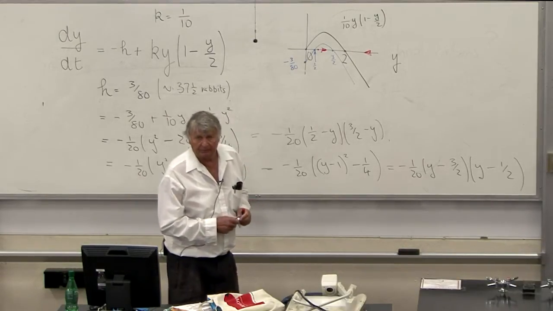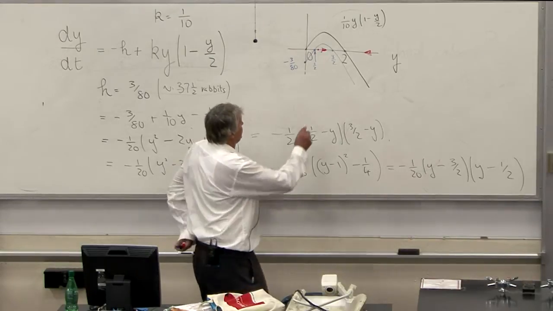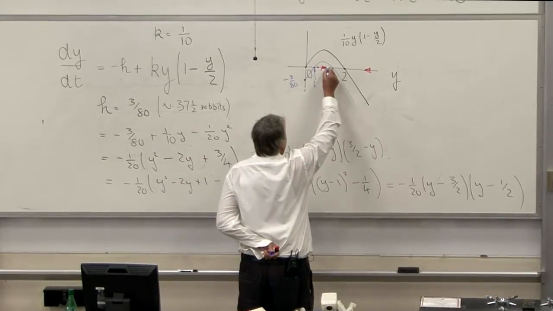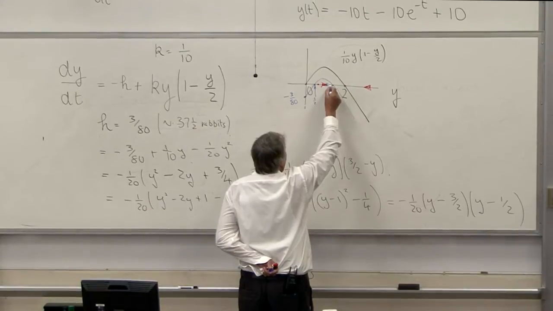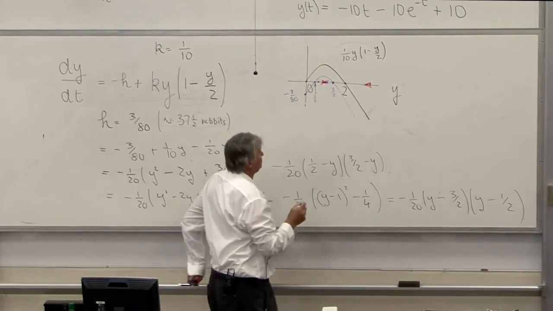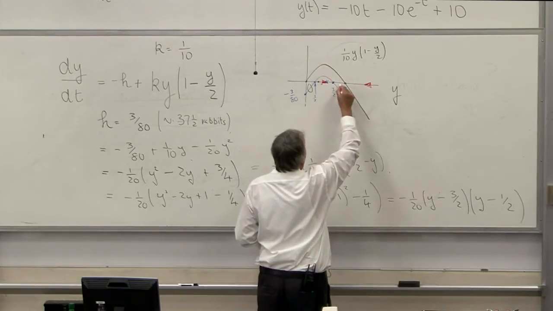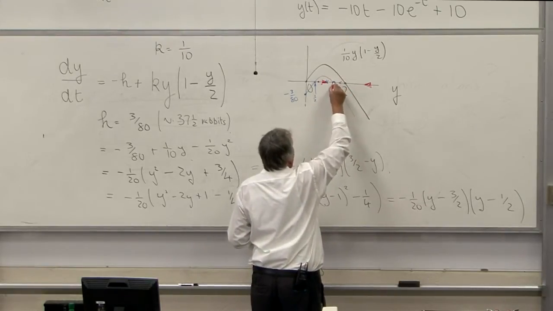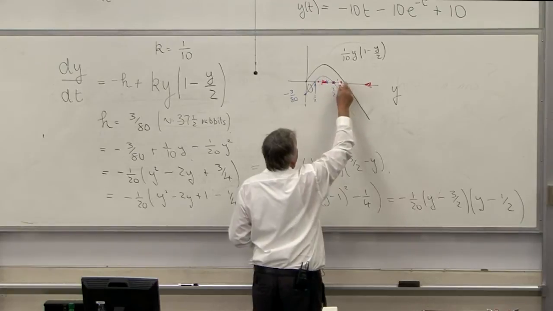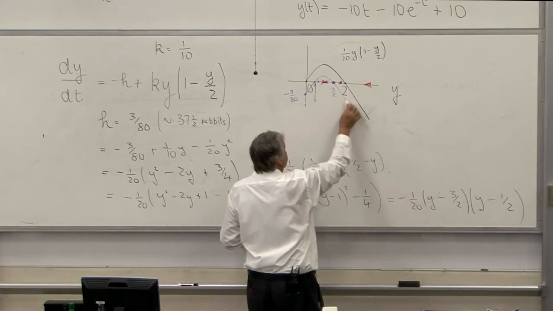What's going to happen? What's going to happen now is if I start here, I will end up at 3 halves. If I start anywhere out here, I will end up here. I'm talking about the blue line now. The red, now this is the graph.